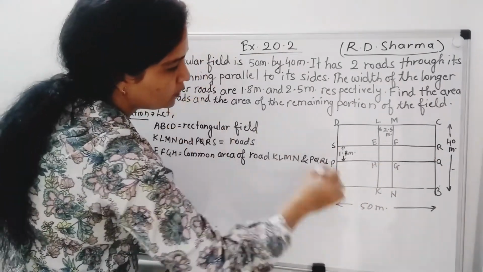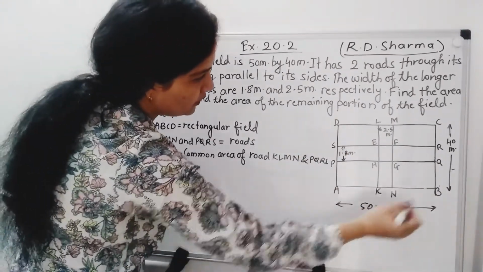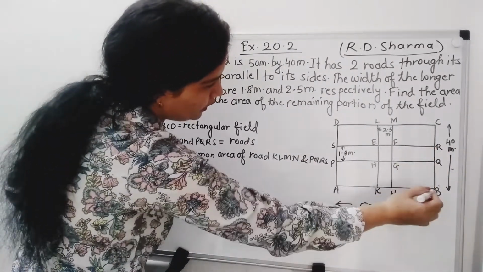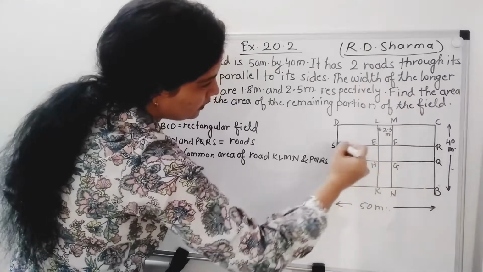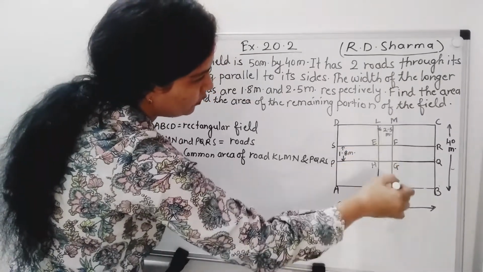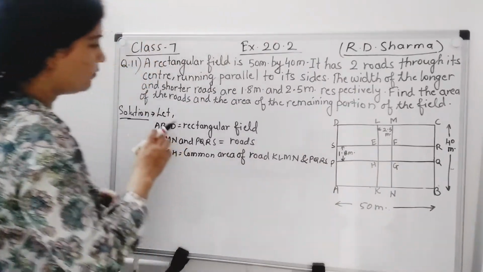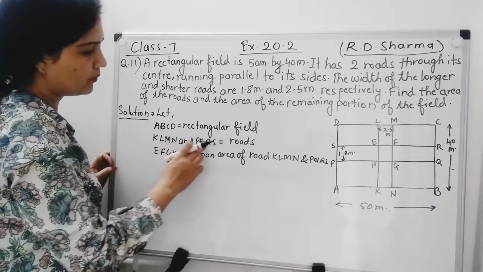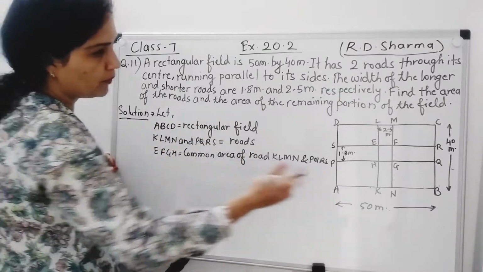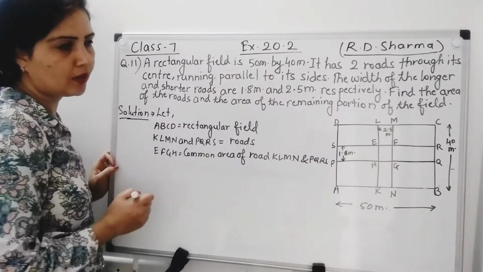So ABCD is a rectangular field where length is 50 meter and breadth is 40 meter, and PQRS is another road where PQ is parallel to AB, and here KLMN is another road where KL is parallel to AD. Here I have written ABCD is a rectangular field, KLMN and PQRS are roads, EFGH is a common area of roads KLMN and PQRS.